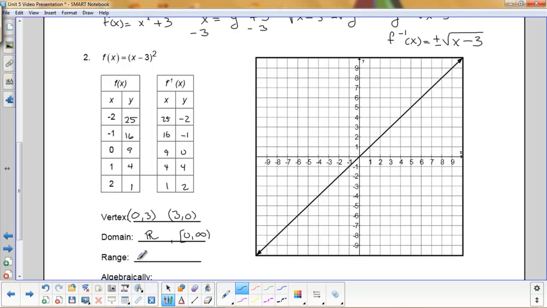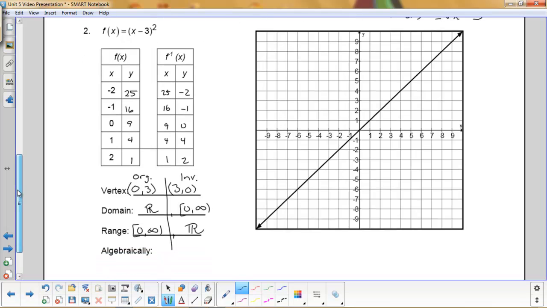The range of the original is 0 to infinity. And the range of the inverse is all real numbers. Again, this is your inverse function, and this is your original function, so you're not confused later when you look back on it.